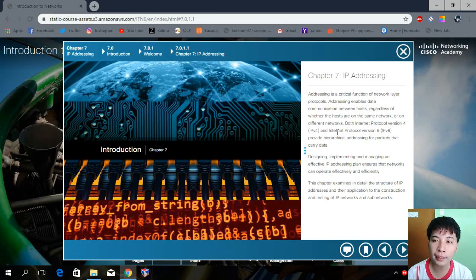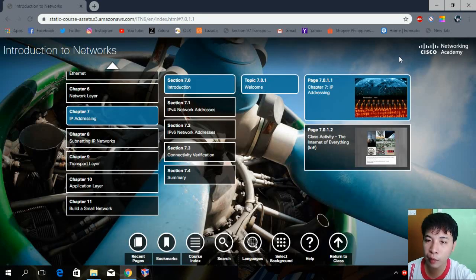data. Designing, implementing, and managing an effective IP addressing plan ensure that networks can operate effectively and efficiently. This chapter examines in detail the structure of IP addressing and their application to the construction and testing of IP networks and subnetworks. We are done reading this introduction. We need to go to the chapter 7 summary and conclusion.